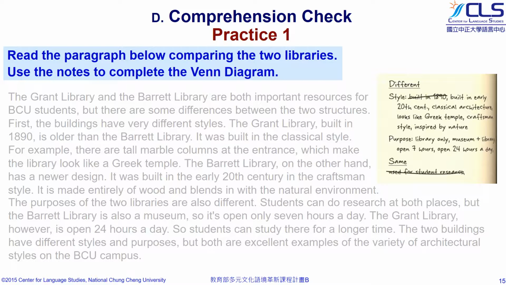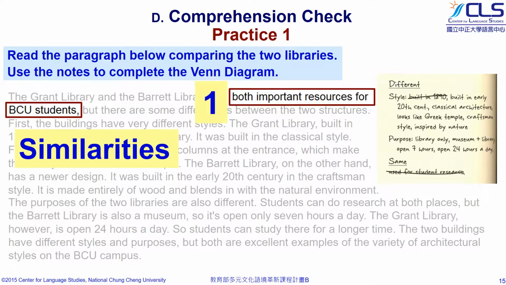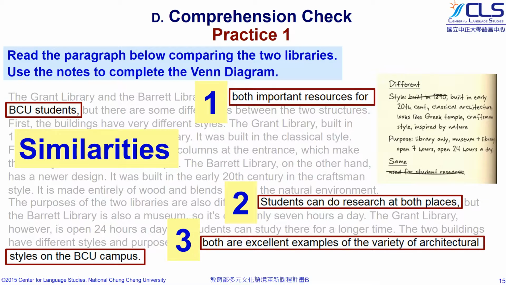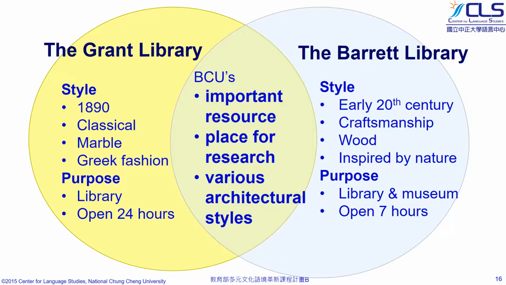Now that the differences have been recognized, let's see what similarities they share. First, they are both important resources for students. Then, students can do research at both places. Finally, they are both examples of the variety of architectural styles on the BCU campus. Therefore, we put the similarities in the overlapped area to indicate the common features.